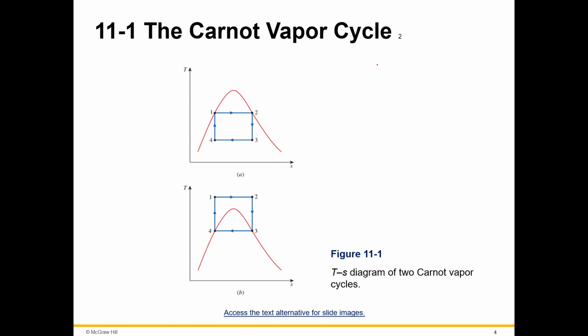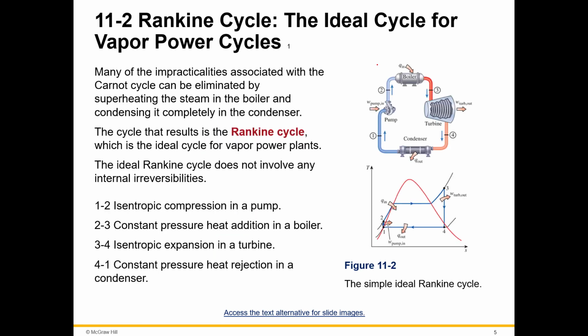So here it is on a TS diagram, and it's just talking about two vapor cycles in relation to entropy and temperature. Many of the impracticalities associated with the Carnot cycle that we just went through, the degradation, the max temperature, the two-phase, can be eliminated by superheating the steam in the boiler and condensing it completely in the condenser.